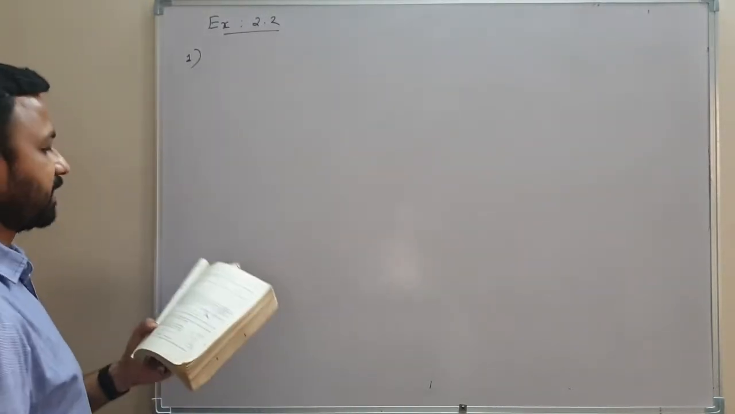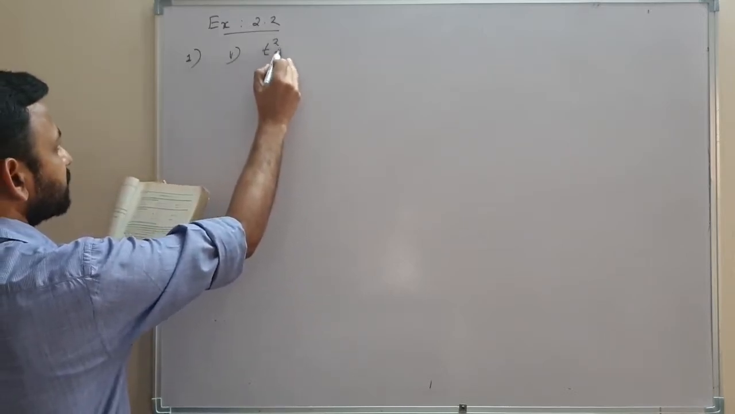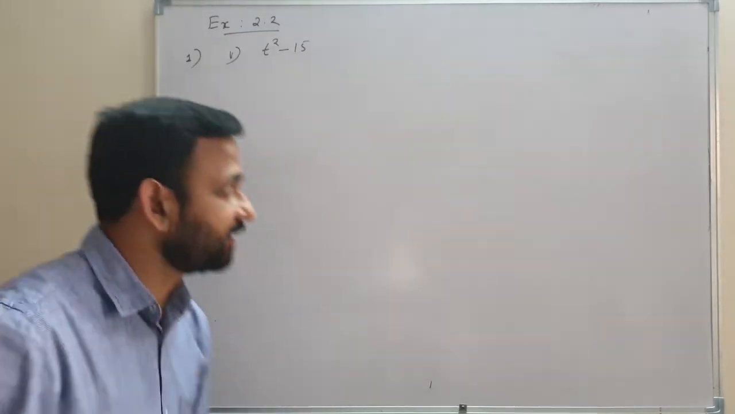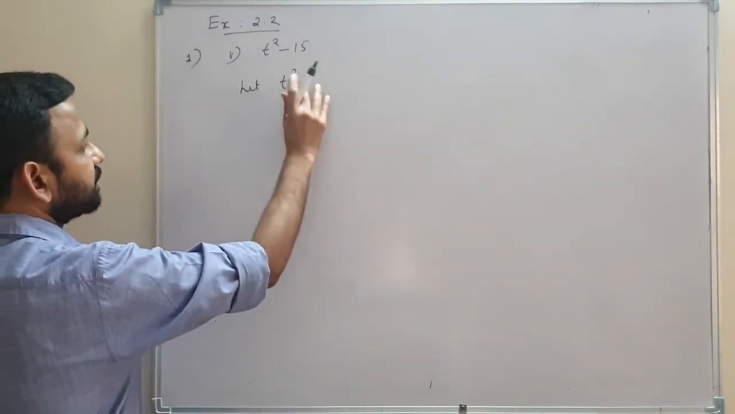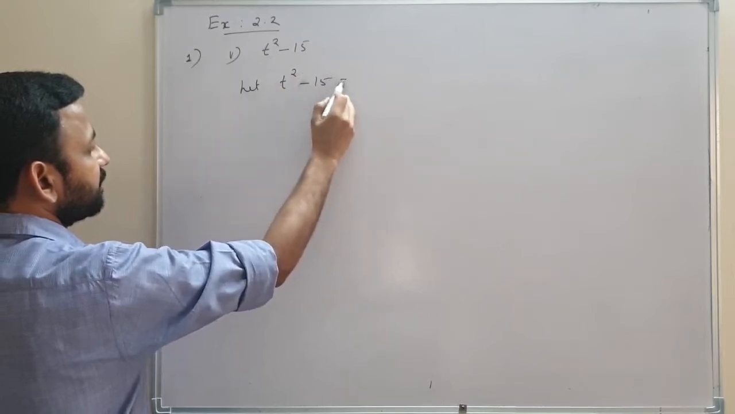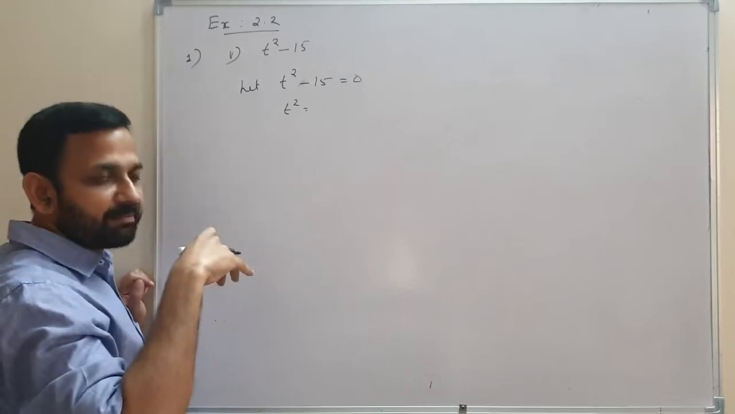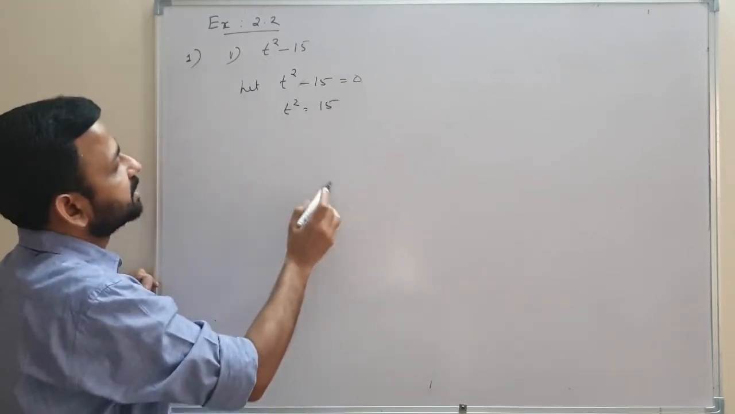Question number 1, fifth part. t square minus 15. First we will find the zeros. Let t square minus 15 equal to 0. Therefore t square equal to, we can take minus 15 from left to right, t square equal to 15.